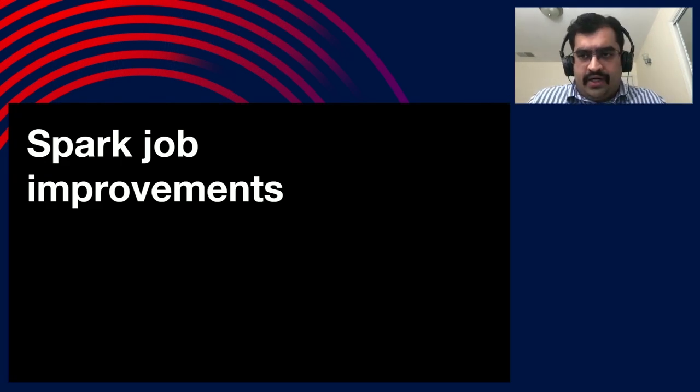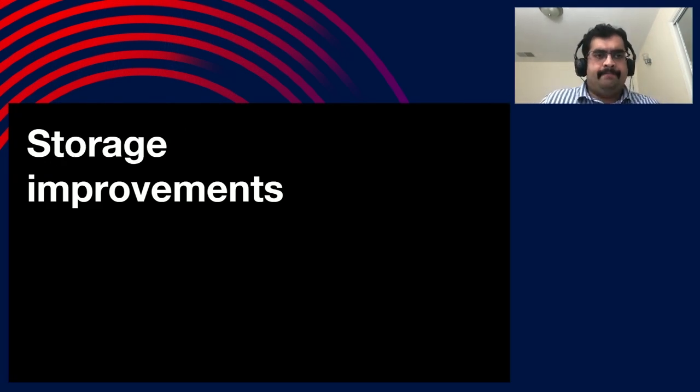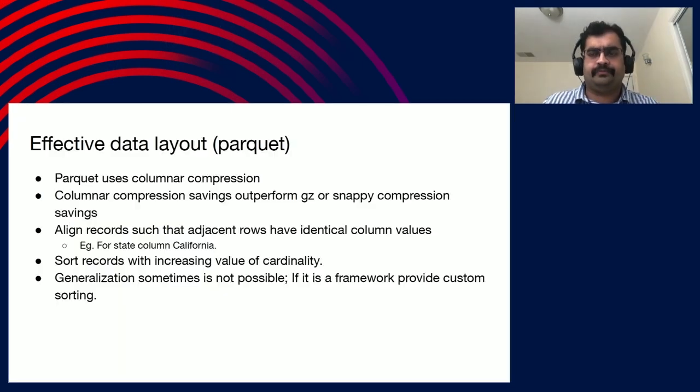Now let's talk about Spark job improvements. First, I'll be talking about storage improvements. The entire analytical data at Uber is stored in Parquet format. Parquet, as you all know, is a columnar data format.